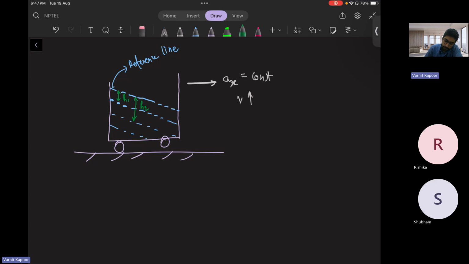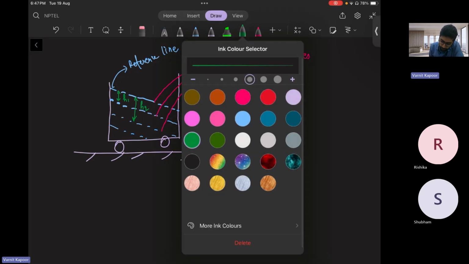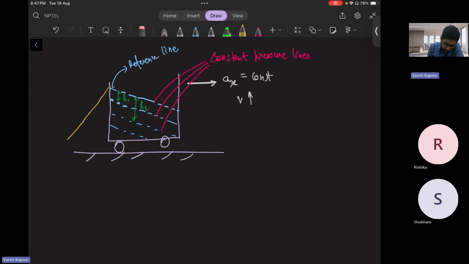These are your constant pressure lines. The pressure is going to be the same for that particular line. So suppose again I'll make a graph out of it. It will again look something like this. But here suppose pressure is P1, here pressure is P2, P3, and so on.